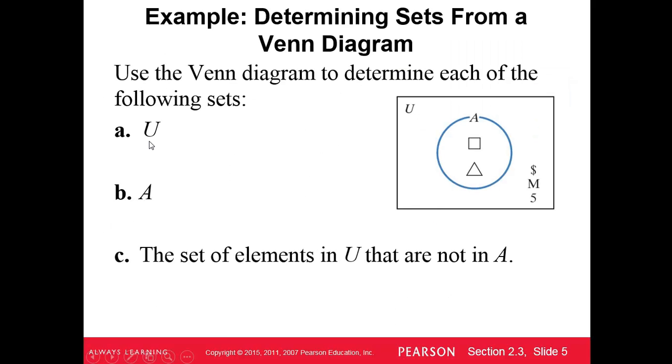So if we wanted to talk about the universe in this particular problem, the universe would include the square, the triangle, the $ sign, the capital M, and the phi. Set A would only include the square and the triangle. The set of elements in U that are not in A, or what we call a complement, would be the $ sign, M, and phi.